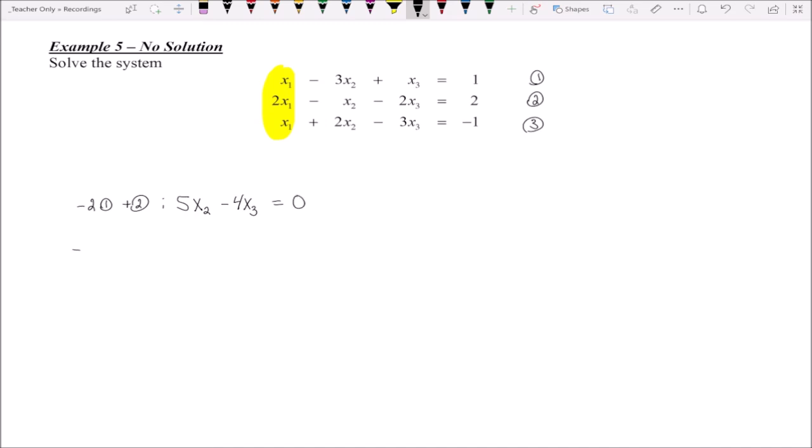Then if we take negative 1 times equation 1 and add it to equation 3, again the x1s drop out. So we get 3x2 plus 2x2 is 5x2. Then we have negative x3 minus 3x3 is minus 4x3. Negative 1 plus negative 1 is equal to negative 2.